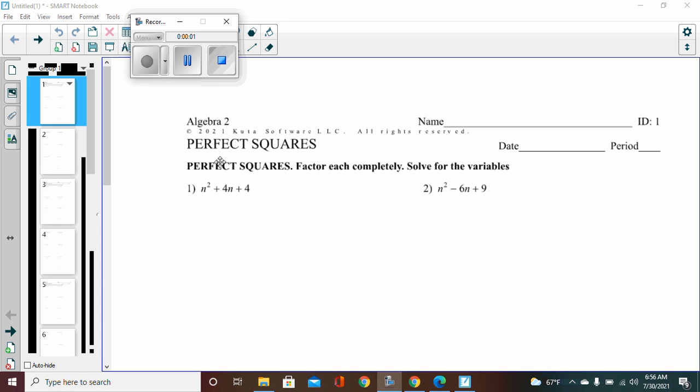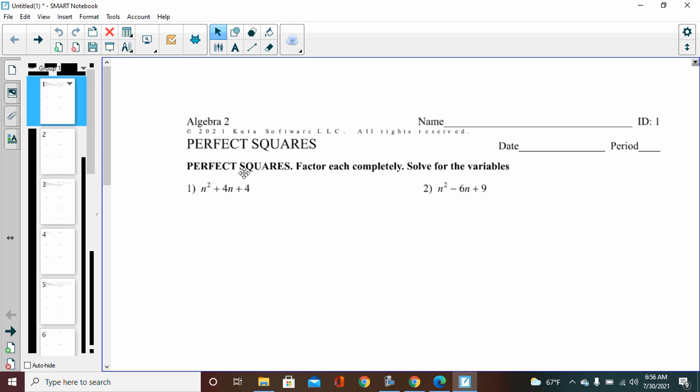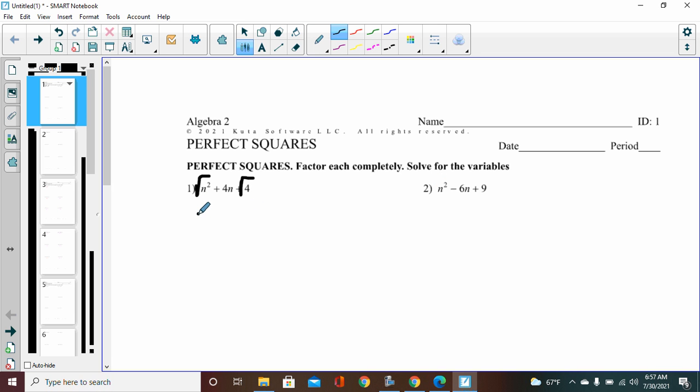Perfect squares here. The way you can tell if you have perfect squares is you take the square root of your squared variable term, and you take the square root of your constant term here, okay? So the square root of n squared is just n, and the square root of 4 is 2.